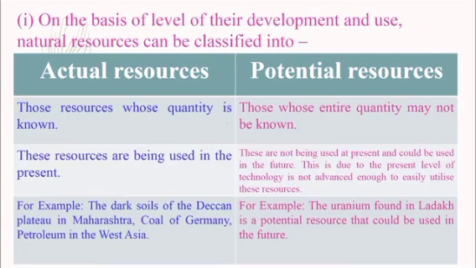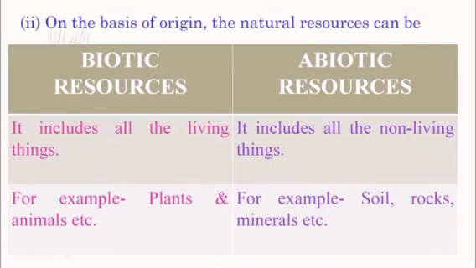Examples of actual resources are the black soils of the Deccan Plateau in Maharashtra, coal of Germany, petroleum in West Asia. Examples of potential resources are the uranium found in Ladakh, which is a potential resource that could be used in the future. The second one is on the basis of origin, the natural resources can be classified into two.